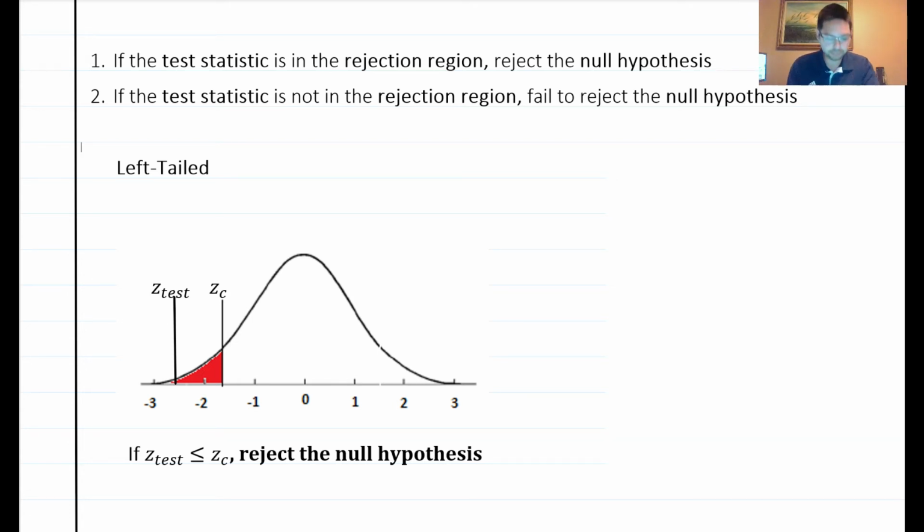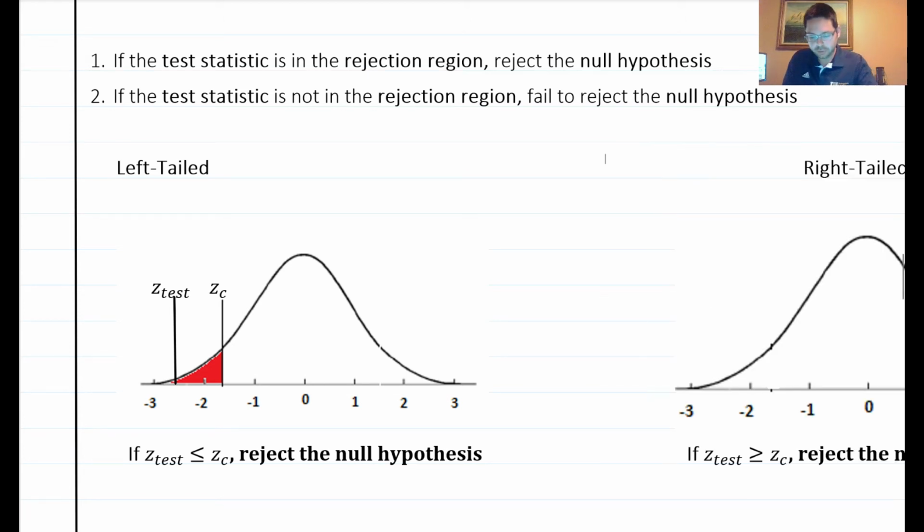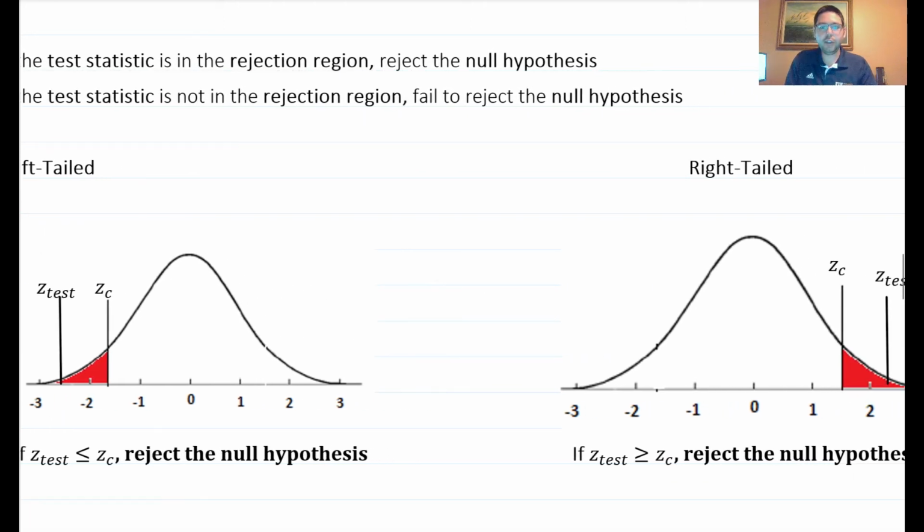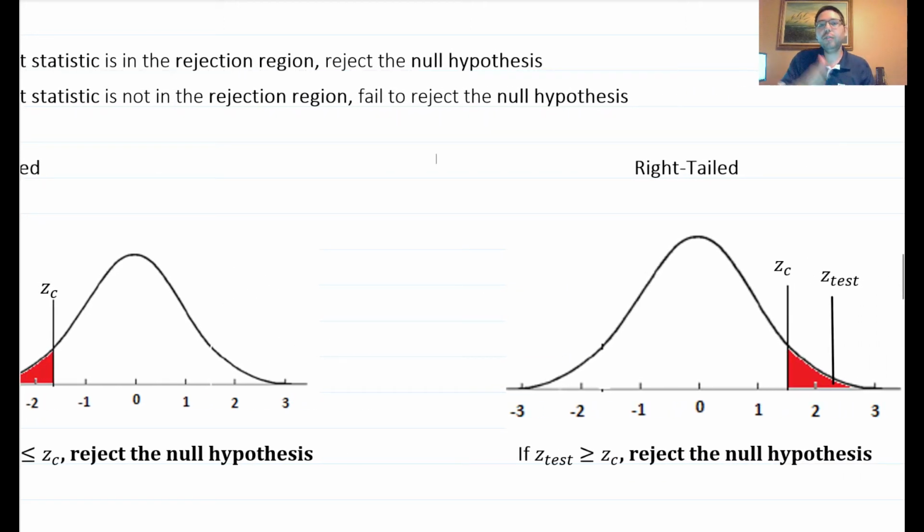Red means to reject. Now, for a right-tailed test, on the other hand, since it's on the right side, you have to be in the red region on the right. So when you calculate your z-test, if that is to the right of your critical value, or greater than or equal to, same thing, then you reject the null hypothesis. Simple as that. So if your z-critical was 1.5, and you calculated your z-test and got 1.6, then you know you're in that rejection region, and therefore you reject.